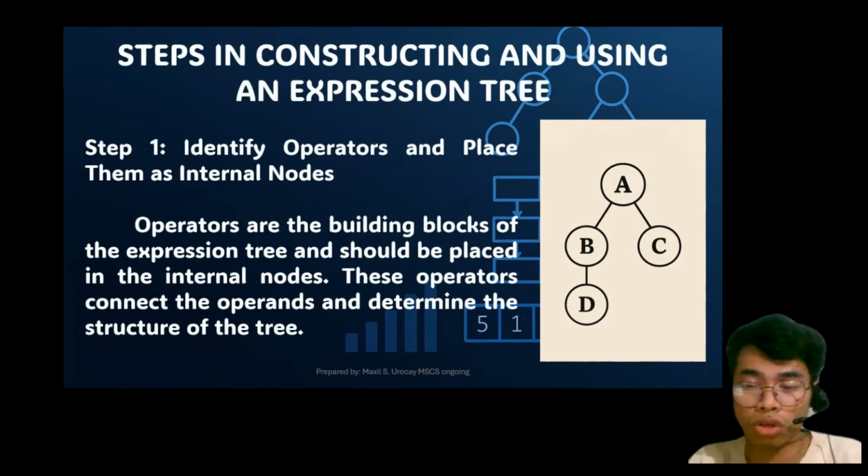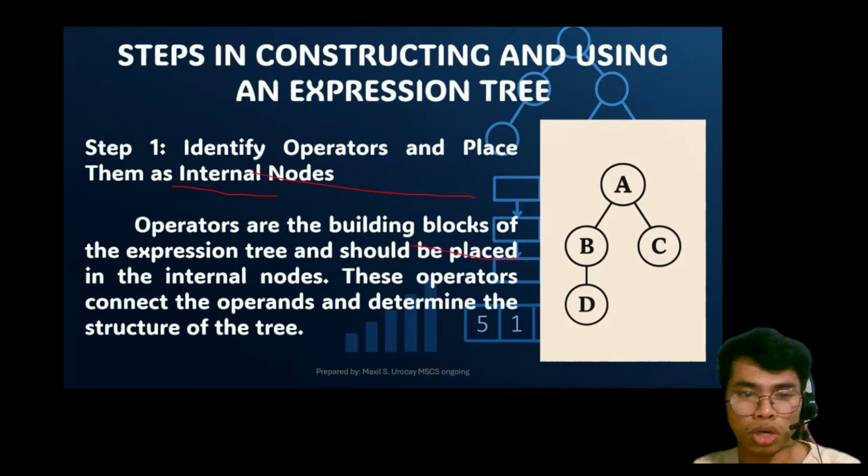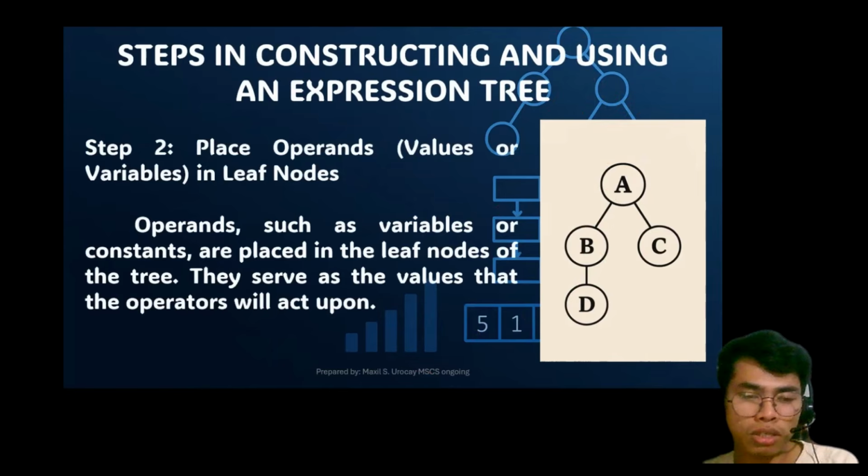That is actually based on the precedence rule. Now, the steps in constructing an expression tree: we identify the operators and place them as internal nodes. Operators are the building blocks of the expression tree and should be placed at the internal nodes, and these operators connect the operands and determine the structure of the tree. Afterwards, place operands, values, or variables in the leaf nodes.